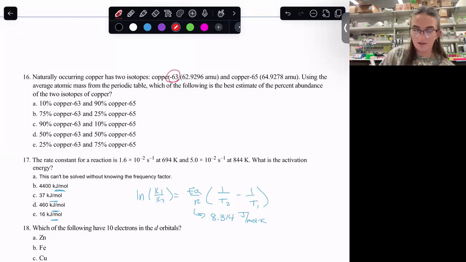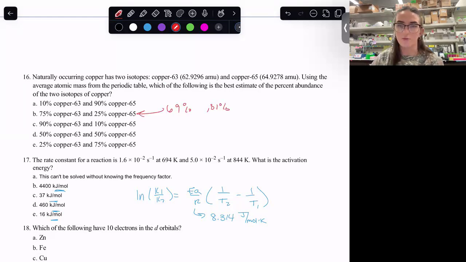Yes, use 63 for this one. He rounds it a bit, but when you get this answer, I think you get like 69% and 31%, and the closest is this one. So on a multiple choice test, I would say use that one.